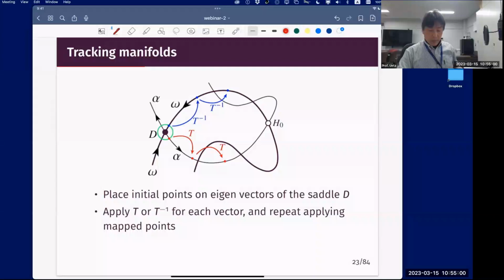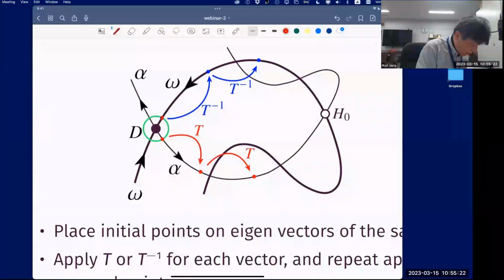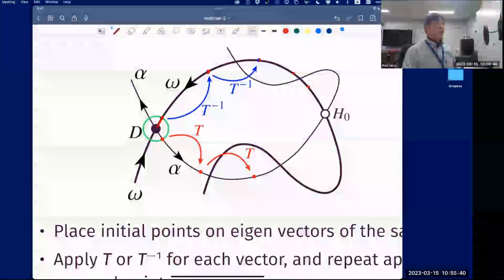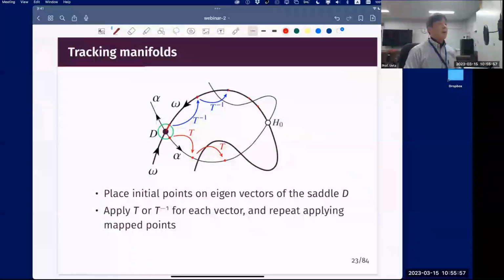Okay, firstly, here comes the saddle D. Place a point on the stable eigenvector, and apply the map inverse T, then you can trace the stable manifold. If you apply mapping T one by one on the unstable eigenvectors, then you can trace the unstable manifold. With this method, you can trace the manifolds.